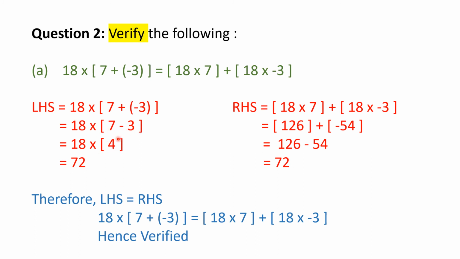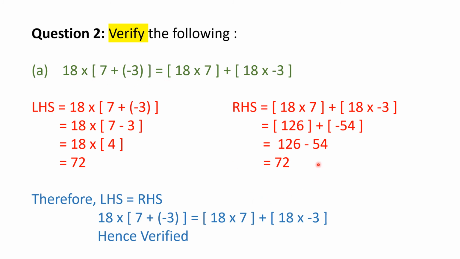7 minus 3 is 4. Now we can multiply these two. 18 into 4 is 72. So how did I multiply? 18 I keep as it is. First I solve the bracket. So 7 plus minus becomes minus 3. Then 7 minus 3 becomes 4. Then we solve 18 into 4, 72. Okay, so 72 is the answer on the left hand side.